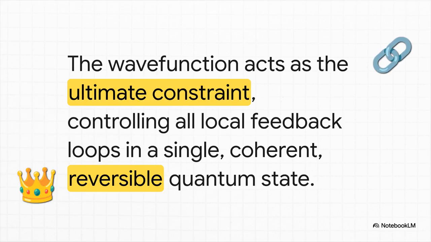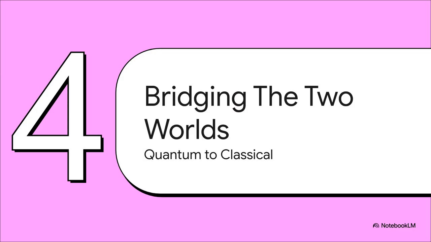So what this all boils down to is that the wave function is like the master controller. It's the ultimate constraint that's governing the whole system, making sure that everything evolves together in one massive, unified, and totally reversible quantum state. And that brings us to the real climax of this whole idea. We've got this reversible quantum world run by the wave function, and we've got our irreversible classical world run by decoherence. How in the world do you get from one to the other?